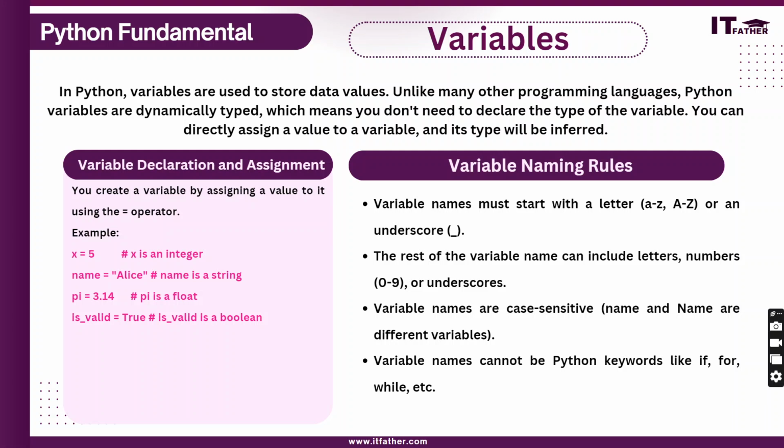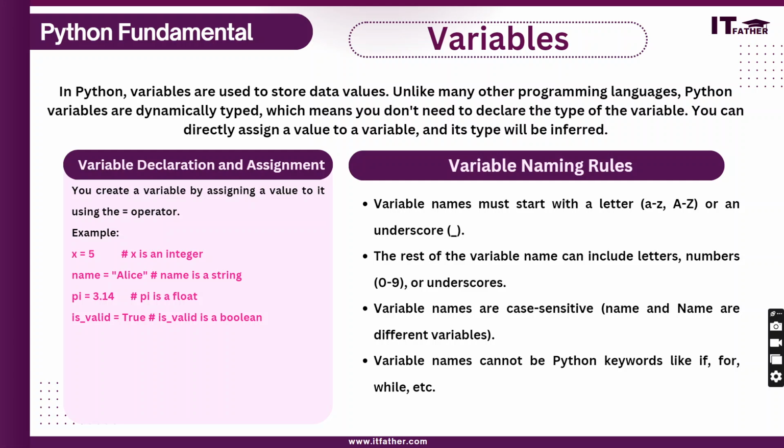It means if you write a name in complete small letters, or the first letter of the name is capital, then both are different. I will show you an example. And a variable name cannot be a Python keyword. Keywords, what are the keywords? I will discuss that in the next slide. So a variable name should not be any keyword of Python, otherwise it will throw an error.